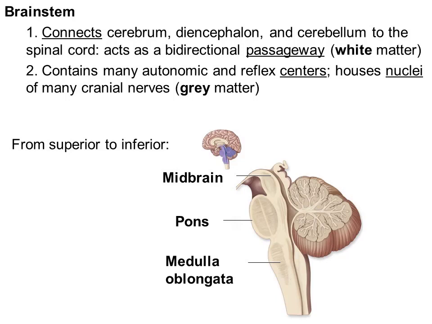So the first part we're going to talk about is going to be the midbrain. But this whole entire thing is involved in, again, gray and white matter. We're going to have this bidirectional information transfer between the spinal cord and the cerebrum, cerebellum, and basal nuclei. But we're also going to have these reflex centers.